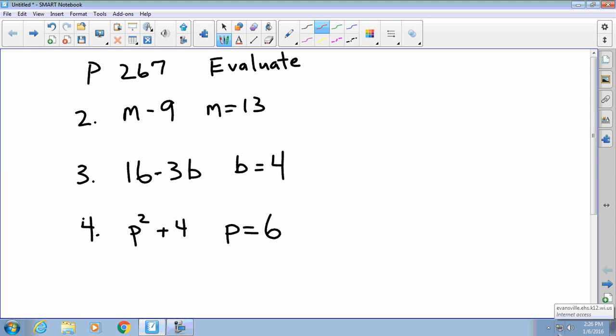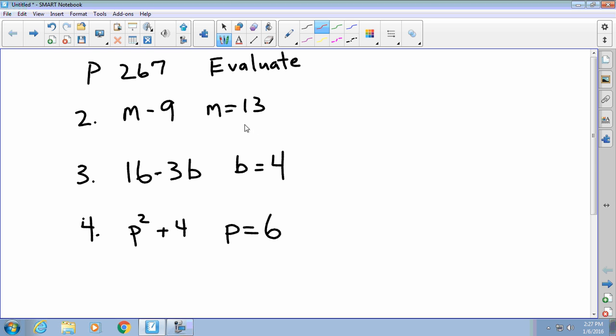All right, we're on page 267 in chapter 7 of your Go Math books, and we are actually going to start solving for some of these expressions. I have 2, 3, and 4 done for us to look at. These are the examples that we're going to be doing, and they're on page 267. The very first one, m minus 9. Well, that's the expression, and they're telling us m is equal to 13.